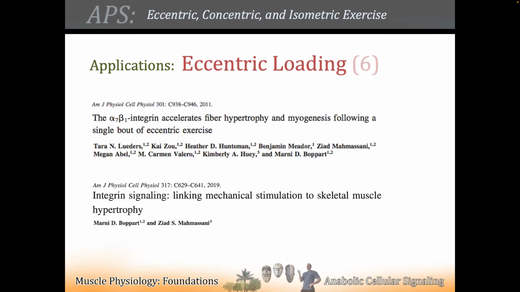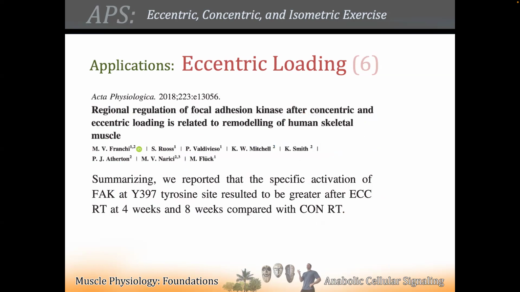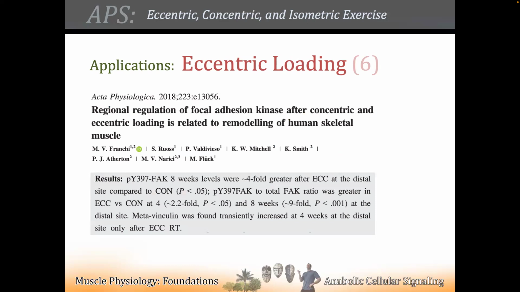All right, moving on to integrin signaling. This is especially sensitive to eccentric loading as well, and it's a major signal for hypertrophy following exercise. In this study, they found eccentric activations activate focal adhesion kinase, FAK, significantly better throughout the duration of the study. Looking at the results, whether they're looking at the total phosphorylated FAK levels or a phosphorylated to total FAK ratio, eccentric exercise stress was much more effective at relaying anabolic signaling through the integrins.